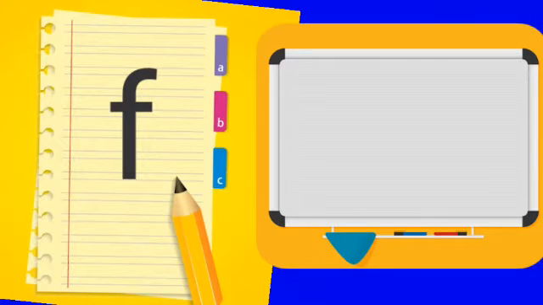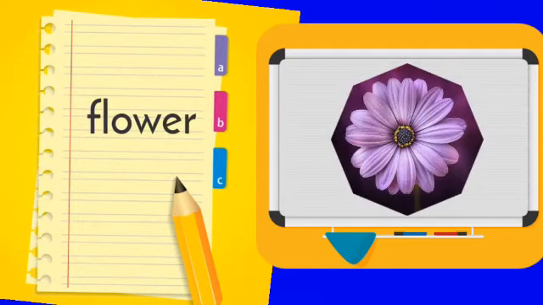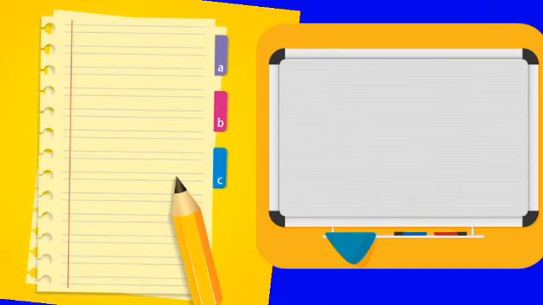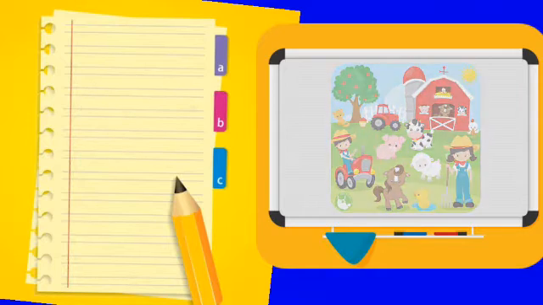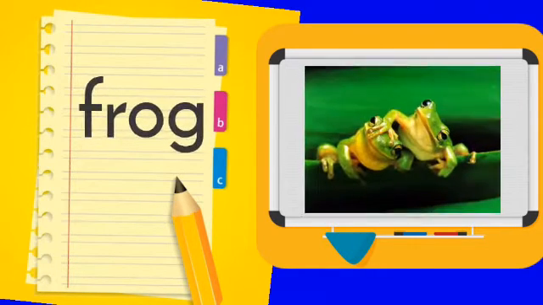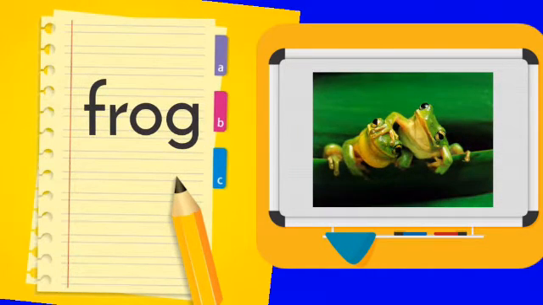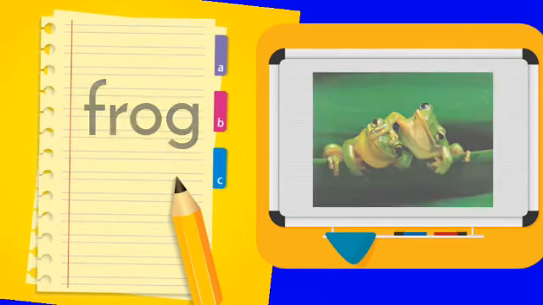Let's look at some words that begin with the letter F. The first word is flower. Flower. The next word is F for farm. Farm. The next word is frog. F for frog.